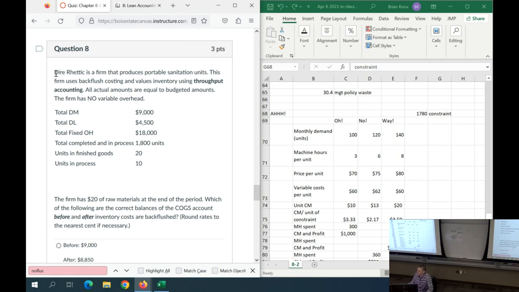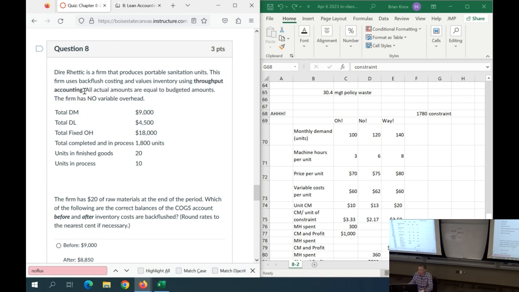All right. So Diuretic is a firm that produces portable sanitation. This firm uses backflush costing and values inventory using throughput accounting. All actual amounts are equal to budgeted amounts. The firm has no variable overhead. So the debate is, do I include direct labor or not? No, we don't include direct labor, because of this bolded phrase right here.